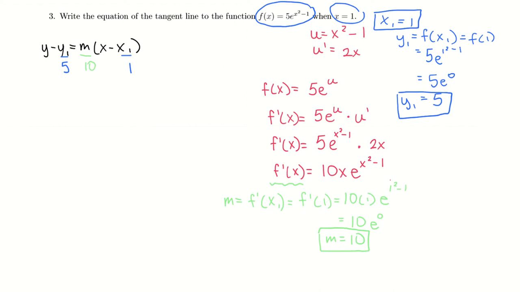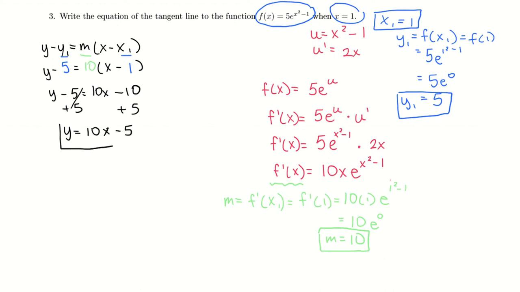So our equation, this is called point slope form, is y minus 5 equals 10 times x minus 1. In general, you want the equation of the line to be in slope-intercept form, so y equals mx plus b. So we need to do some solving here. So y minus 5 equals, distribute the 10, 10x minus 10, and then move the 5 over. y equals 10x minus 5. So this is the equation of the tangent line when x is equal to 1.